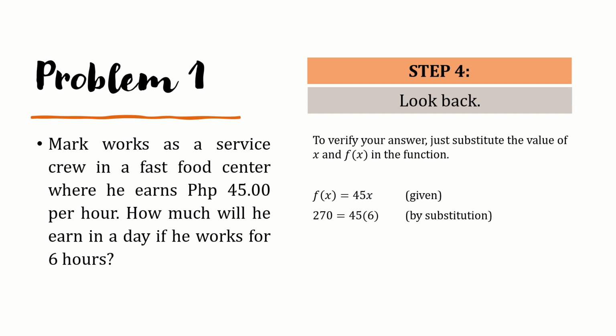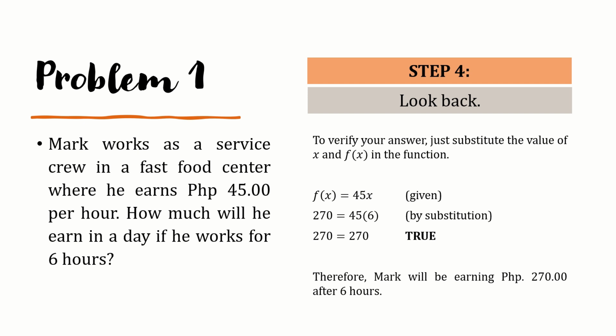And 45 multiplied to 6 is equal to 270. As we checked it, it's true that 270 is equal to 270. Therefore, Mark will be earning 270 pesos after 6 hours. Did you get it right? Very good. Let us now proceed to our second example.